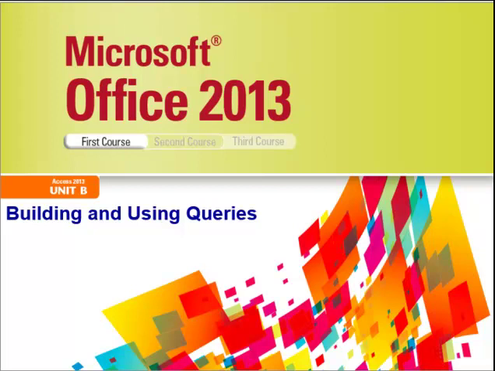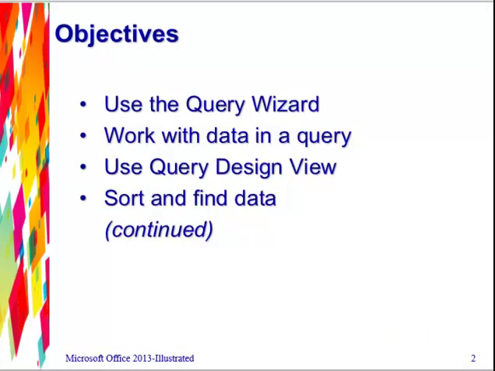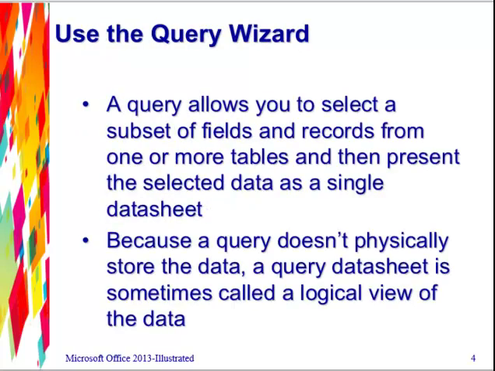Okay, this is going to be Access Lecture B, Building and Using Queries. In this part of the presentation, we're going to talk about using the query wizard. We're going to talk about how to work with data in a query, how to use this query design view, how to sort and find data, how to filter data, how to apply both the AND and the OR criteria, and how to format a data sheet.